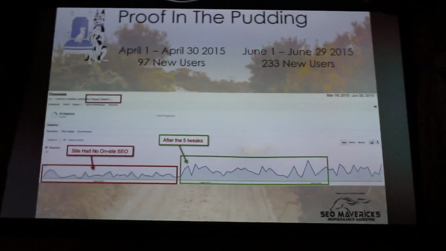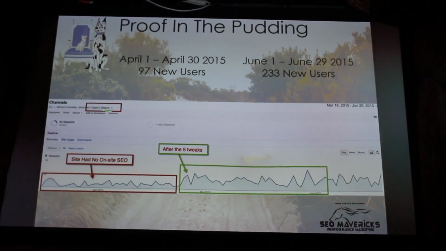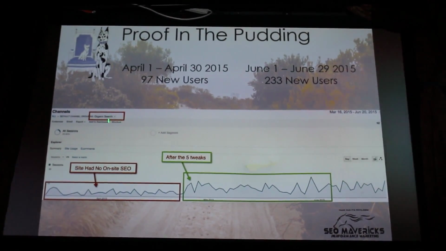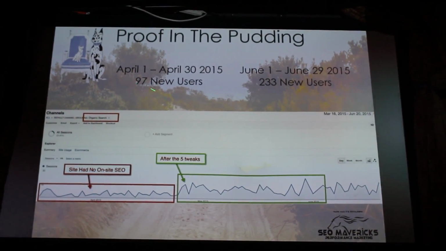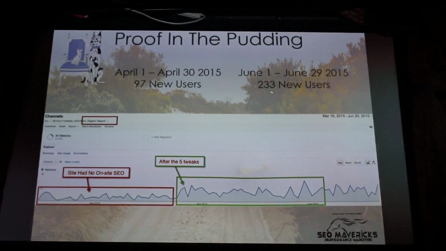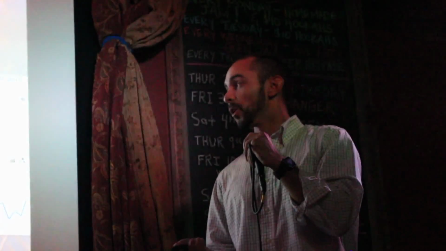But we did see this huge increase. In April, they had 97 organic. This is all organic traffic, I'm not pulling from referral traffic. They had 97 users in April, and as of Monday morning, they had 233. This is just in the course of 2 months. So it definitely works.